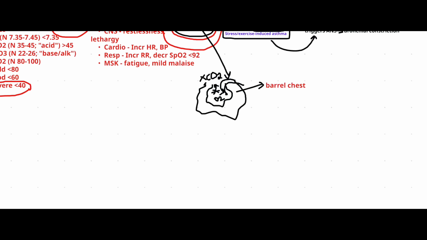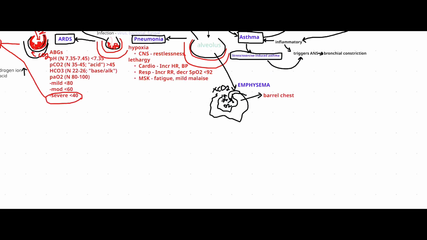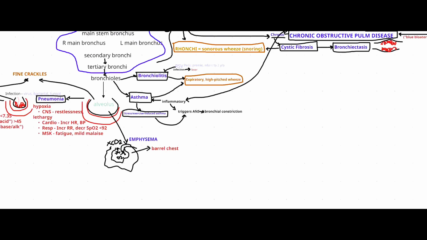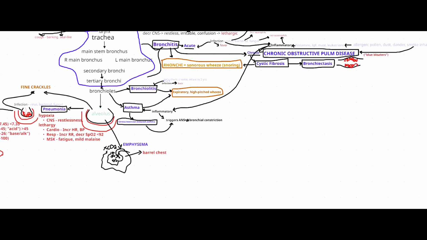So what is the problem in emphysema? It's the lack of elasticity of the alveoli. Okay, what caused the lack of elasticity of the alveoli? The same problem in right here. Okay, so there's actually two reasons that someone can get emphysema.